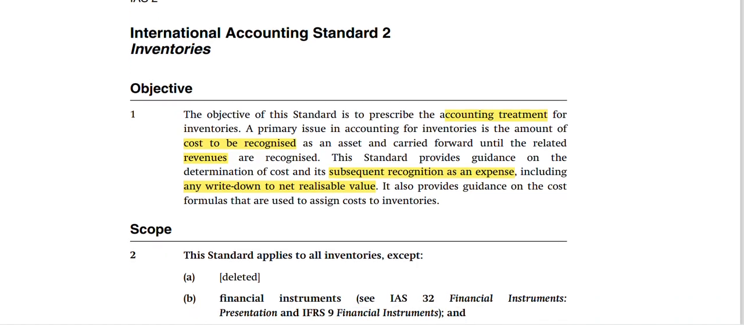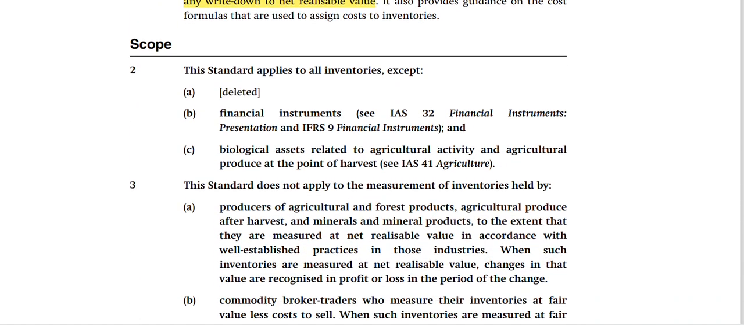Now let us look at paragraph 2. Paragraph 2 basically contains the scope. This standard applies to all inventories except. It is very important, candidate, to understand that when they say except, whatever follows is not included and you should not take it into account. When you're looking at (a), it was deleted, and then they're saying the standard does not apply to financial instruments.